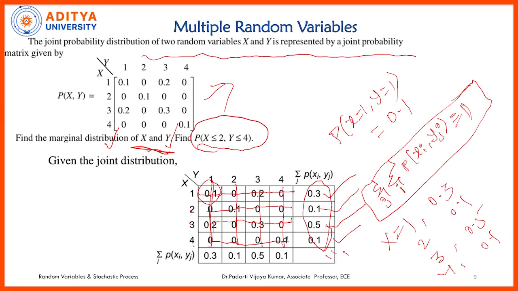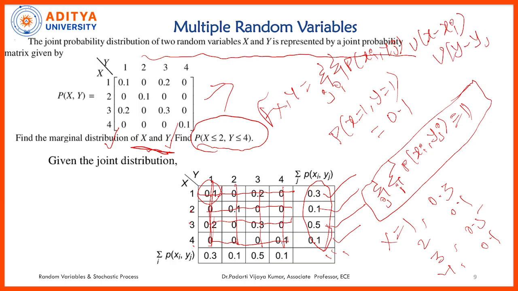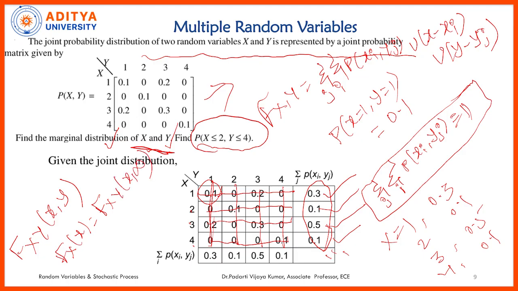See, the joint distribution function can be expressed as Fxy equals the summation over i, j of p of xi comma yj into u of x minus xi into u of y minus yj. This is the joint distribution function. Now we are interested in computing the marginal distribution function of x. To get the marginal distribution function of x, what we need to do? We need to replace all the y values with infinity. So Fxy of x comma infinity.